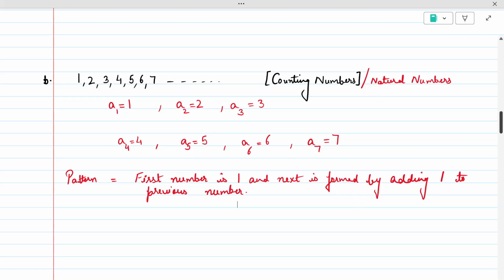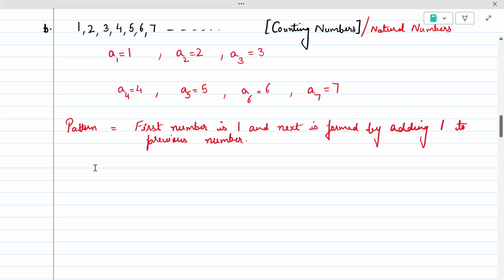So that means that I have A1 as 1. Now, if I add 1 to it, I will get 2. So my A2 is 2. Now, if I add 1 to this A2, if I add A2 plus 1, I will get the next number. I am getting the next number as 3 here. So this is 3. Similarly, A4 is A3 plus 1. That is 3 plus 1, 4.